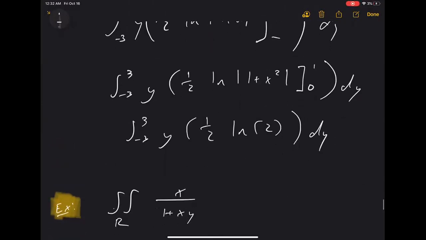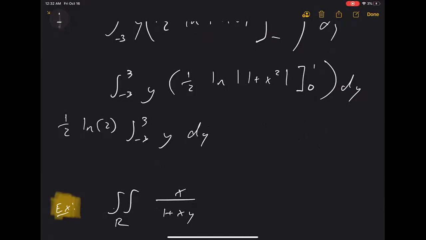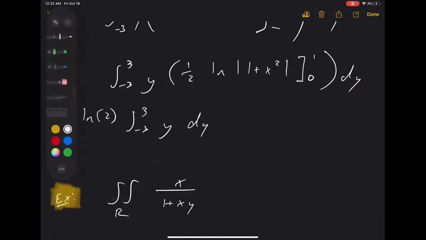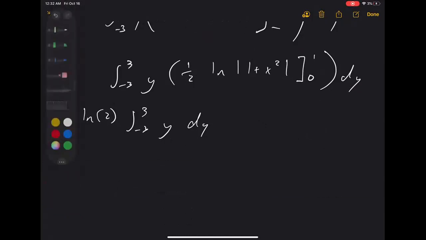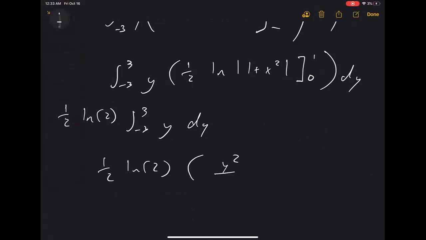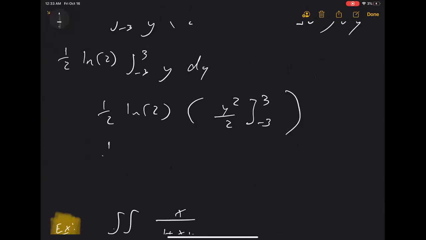Then again, I have a simple integral. Now this 1/2 ln of 2 looks complicated, but it's just a constant, right? Ln of 2 is a constant, 1/2 is a constant. So I can pull those outside my integral. What's left inside my integral is just the integral of y from -3 to 3. I can evaluate that: y squared over 2 from -3 to 3. Then I evaluate that term in parentheses. What is that? 3 squared is 9, 9 over 2.